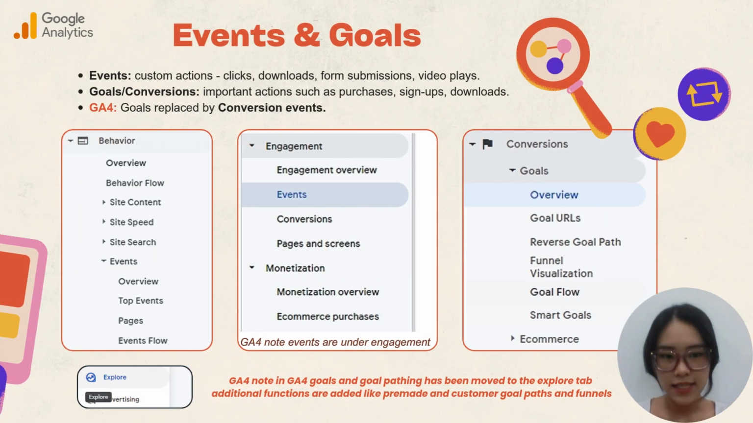Next is events and goals. Events represent specific user actions such as clicks, downloads, or form submissions. Goals, or conversions, track important business actions such as purchases and sign-ups. In GA4, goals have been replaced by conversion events, and advanced funnel visualization is available under the Explore tab.